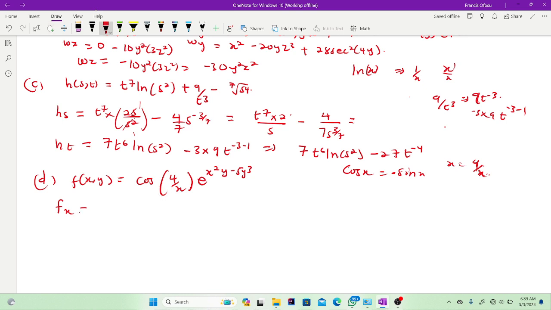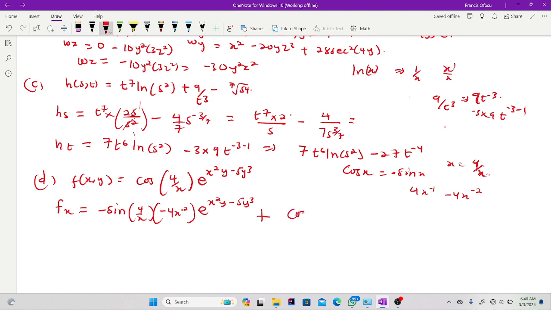Differentiating the entire function, I'm getting negative sine of 4 over x. And if you want to differentiate what is inside alone, this is the same as 4x to the power negative 1. So you get minus 4x to the power negative 2, because you multiply by the negative 1, then subtract 1. This is when I have differentiated the cosine part alone, whilst maintaining e to the power x squared y minus 5y cubed. Plus, now I have to maintain the cosine part too, then differentiate this part.